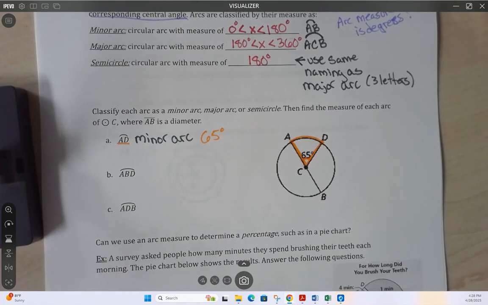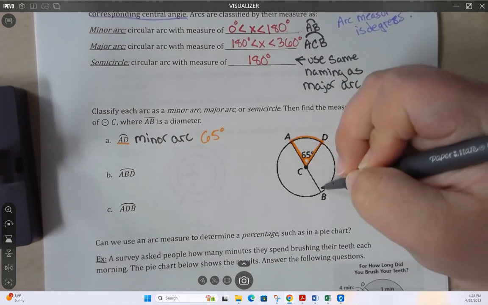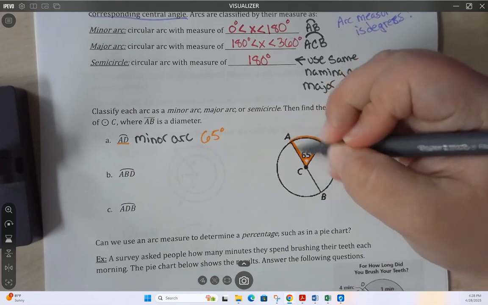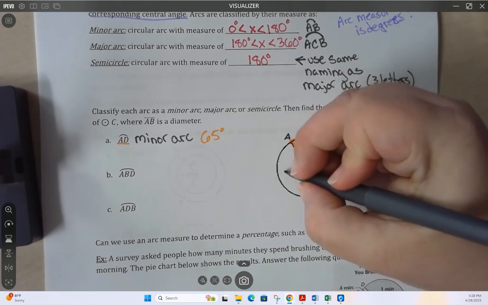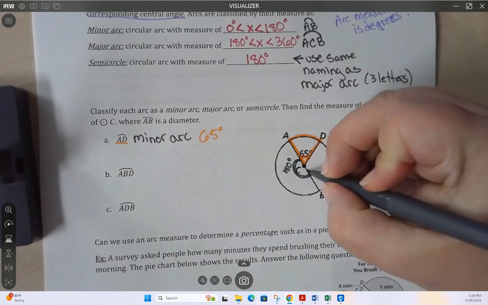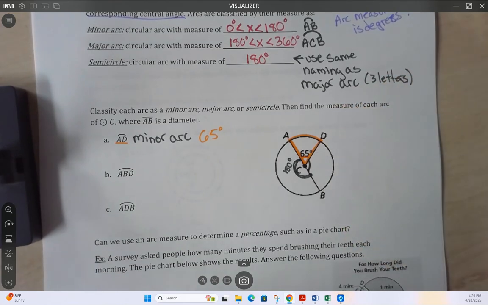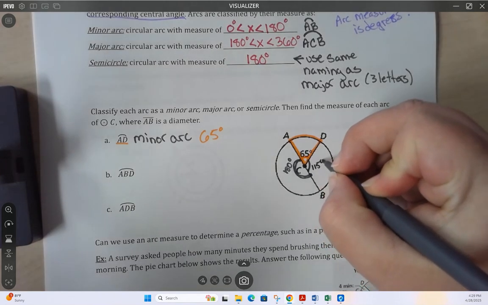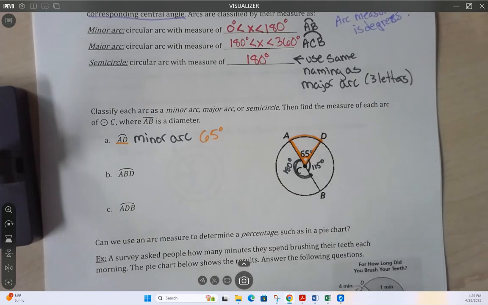Let's go ahead and fill in what we don't know before we move on. So again, if AB, right here, segment-wise, is a diameter, that means it's a straight line. That means that this angle right here is 180 degrees. And that means this one is 180 minus 65, which is 115. And if I were to add up 180, 115, and 65, I should get 360 degrees total, which is what I want in a full circle.